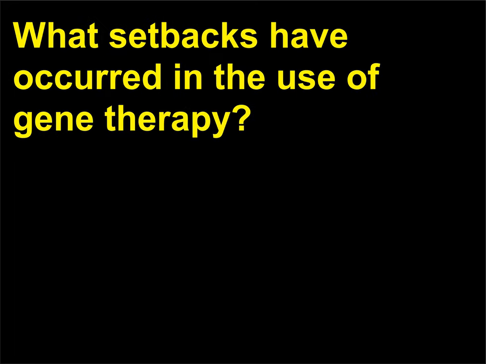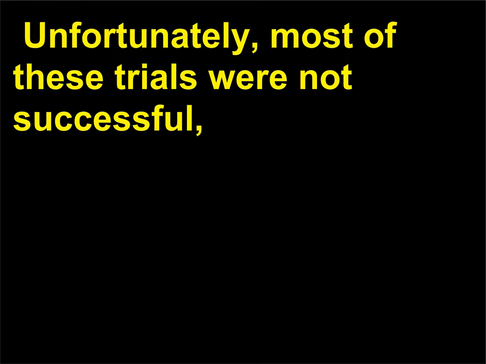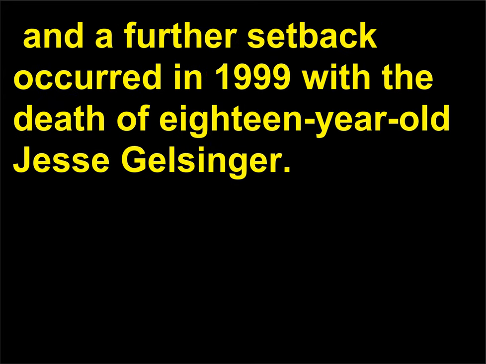What setbacks have occurred in the use of gene therapy? During the 1990s, there were more than 4,000 patients involved in gene therapy trials. Unfortunately, most of these trials were not successful, and a further setback occurred in 1999 with the death of 18-year-old Jesse Gelsinger.